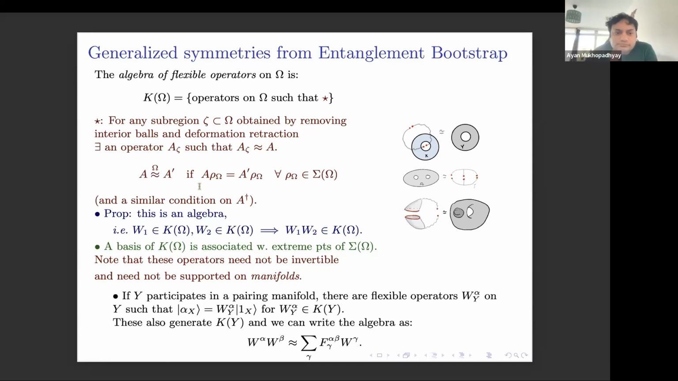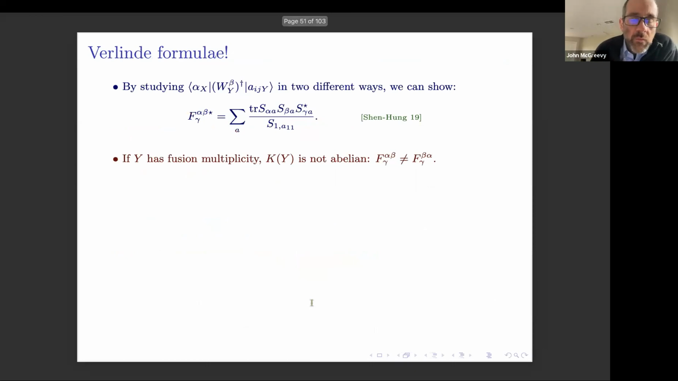Okay, so if the region participates in a pairing manifold, there's a second basis for this operator algebra, labeled by extreme points of the information convex set of the dual region. If the operator algebra of Y has a basis labeled by extreme points of X, we can define structure constants of the algebra in this basis. And very interestingly, it's not hard to show, just based on what we've done so far, that those structure constants satisfy a Verlinde formula. Namely, they're related to the S matrix by this Verlinde-like formula.